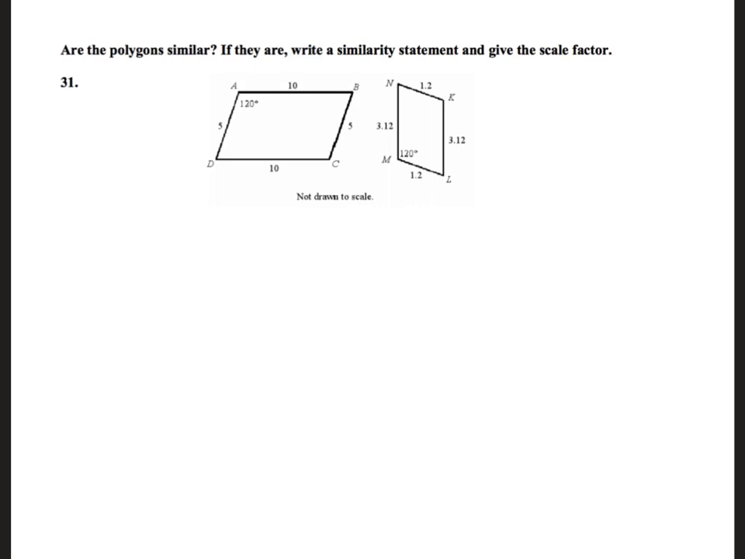So what we need to do is figure out if our sides are proportional and if our angles are congruent. The first thing I notice is that this angle is 120 degrees, and this angle is 120. So we are going to have congruent angles. Now we want to check our sides. Let's check out this one and this one. So I'm going to do 5 over 1.2.